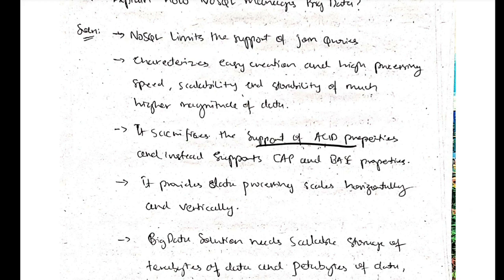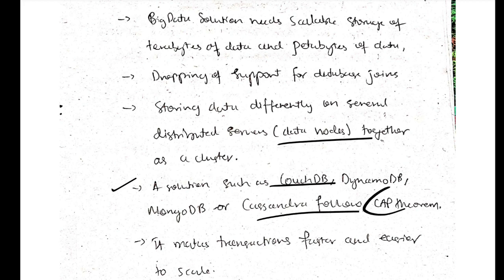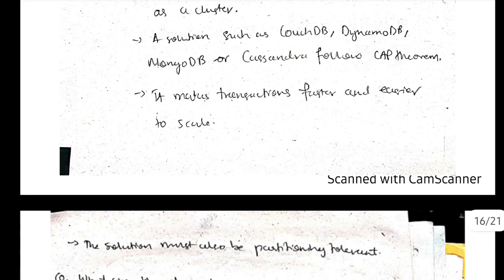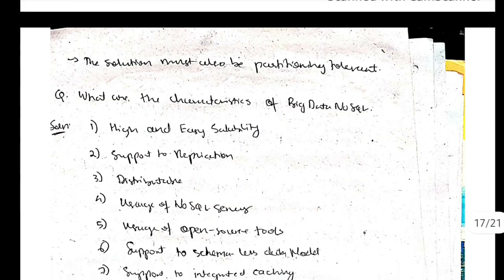It sacrifices support of ACID properties, which means it's more flexible. That means it accommodates different types of data nodes together. A solution for that is CouchDB, DynamoDB, MongoDB and Cassandra, which follow the CAP theorem, and it makes transactions faster and easier. Also, CAP is there, right? The P means partition. Partition tolerance is also a feature which needs to be implemented in big data, so that is satisfied by NoSQL. So this is how you need to answer this question to expect full marks.